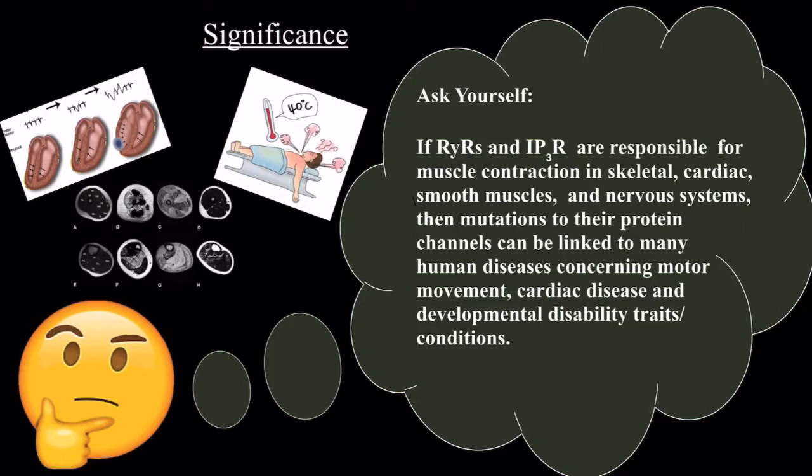At this point now you're wondering, what is the significance of this study? Well, now that you have a general overview of RYRs and IP3Rs, you can make a decision on what happens if any mutations happen to these calcium ion channels. Their protein channels can be linked to many human diseases if there are mutations that are occurring. It can be motor movement, cardiac disease, developmental disability, and other traits and conditions. RYR2 mutations can lead to ARVD, which is a very poor dilation and constriction of the ventricles of the heart.